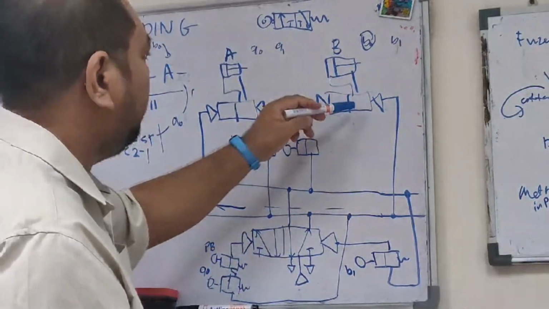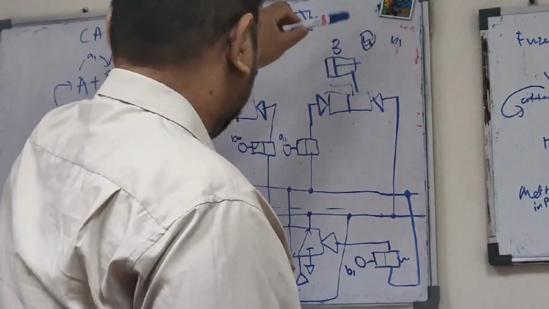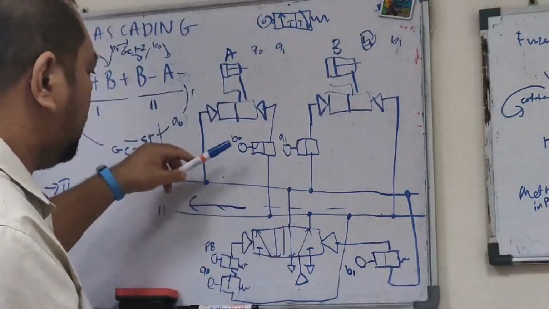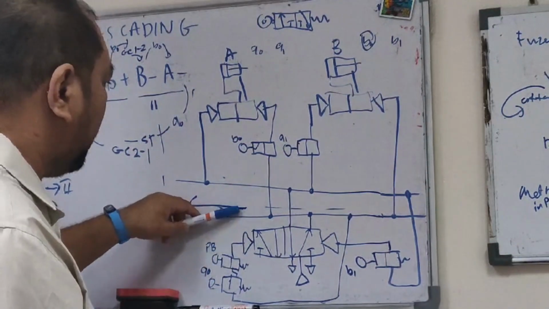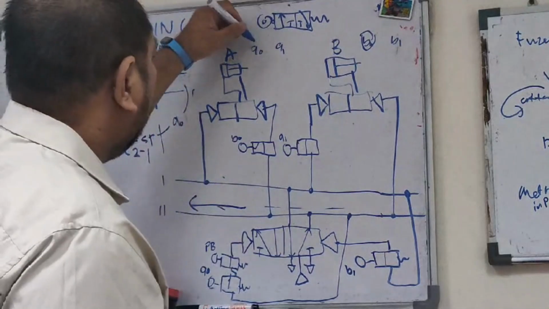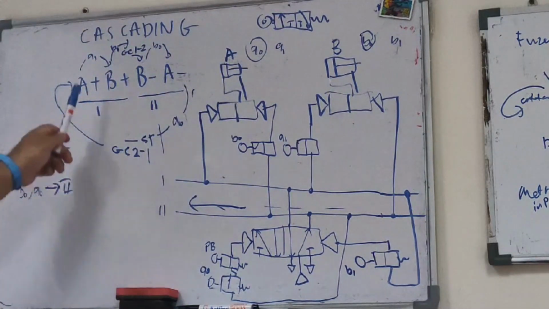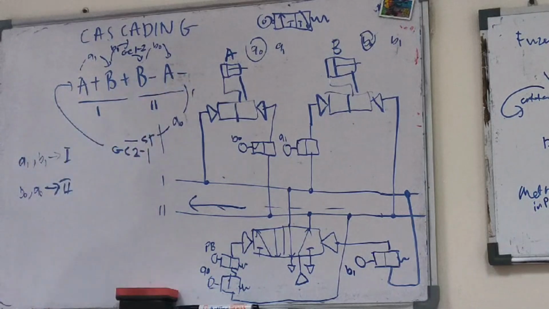It will activate the retraction of B and it will hit B0. So B0 is here, so this one is still powered. It will activate the retraction of A and then it will reach A0. So this will complete the one cycle. Okay, so that completes one cycle for the cascading technique for 2 cylinders. Okay, thank you.